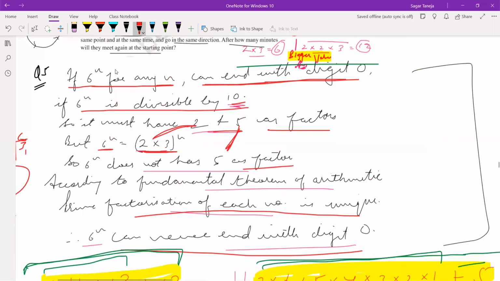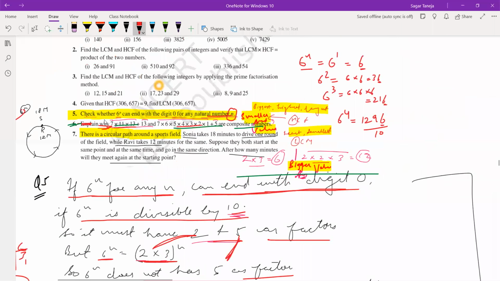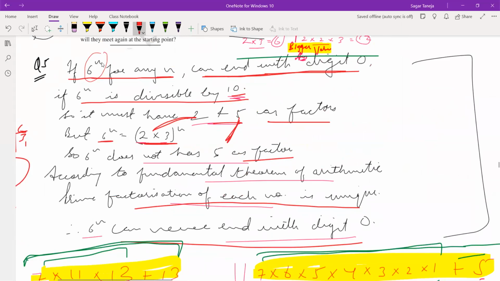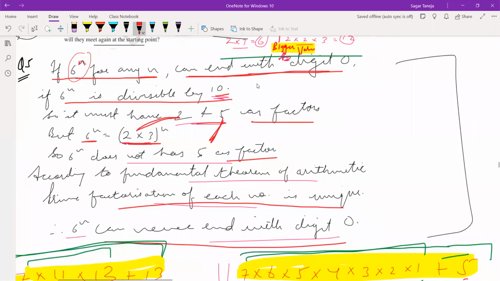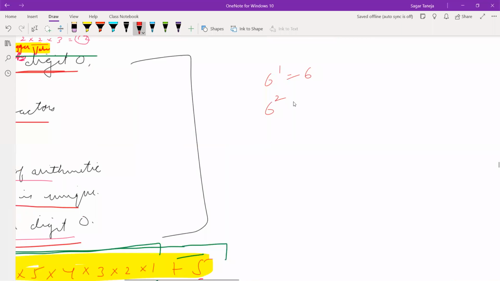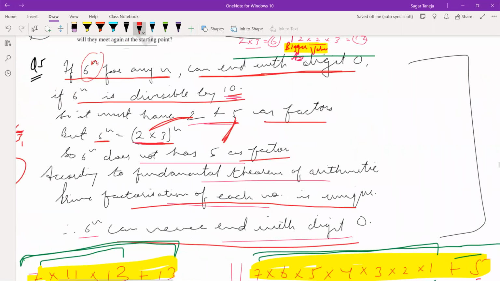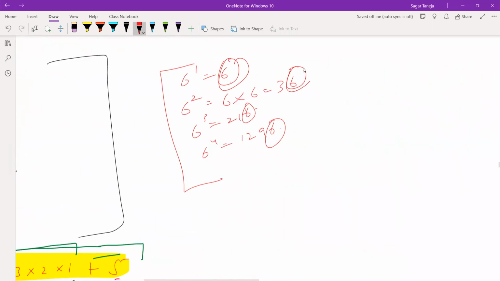See, the question is: check whether 6^n can end with digit 0. What do you mean by 6^n? 6^n means 6 raised to power n. 6 raised to power 1 is 6, 6 raised to power 2 is 6 into 6, 36, 6 raised to power 3 is 216, 6 raised to power 4 is 1296. Like this it will keep on increasing, but the last digit is always 6. Even in these 4 examples, the last digit is 6, so how can 6^n end with 0? 6^n can't end with 0. It is ending with 6.